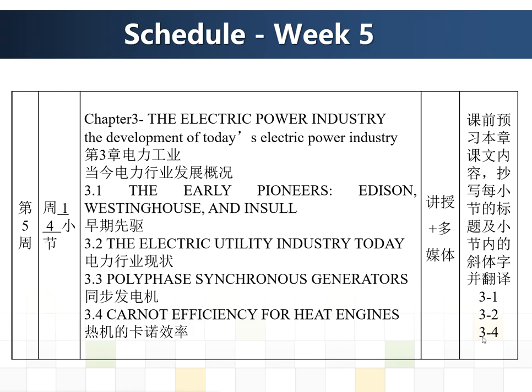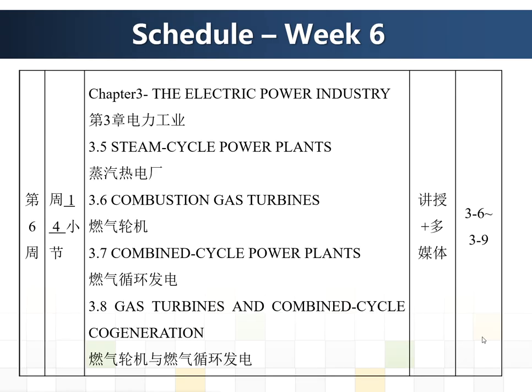We're going to teach 3.2, the electric utility industry, today, 3.3, polyphase synchronous generators, 3.4, paneled efficiency for heat engines in the classroom. Week 6 will teach sections 3.5 to 3.8, including steam cycle power plants, combustion gas turbines, combined cycle power plants, gas turbines, and combined cycle cogeneration.